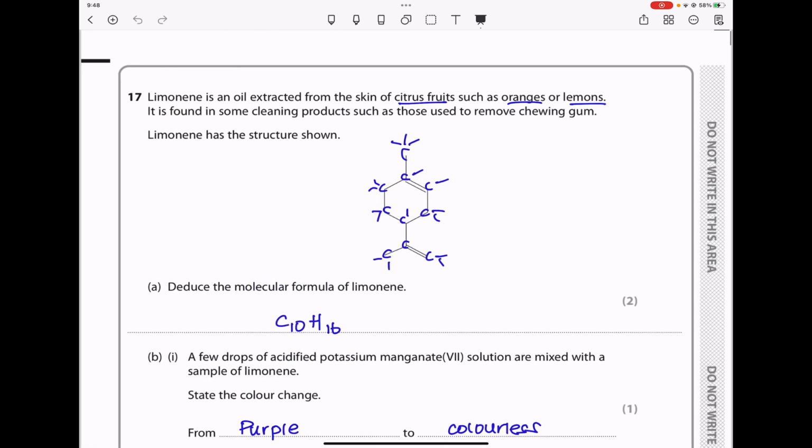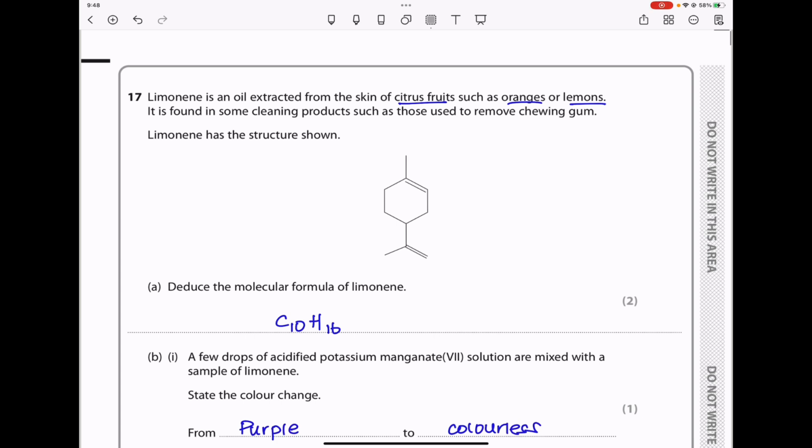Question 17. Limonene is an oil extracted from the skin of citrus fruits, such as oranges or lemons. It is found in some cleaning products, such as those used to remove chewing gum. Limonene has the structure shown here. And again, for this, I'm going to first cut this out. So here they say deduce the molecular formula of limonene.